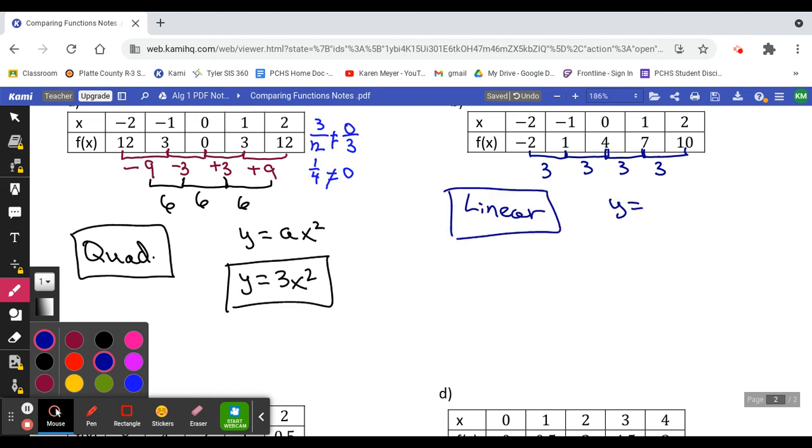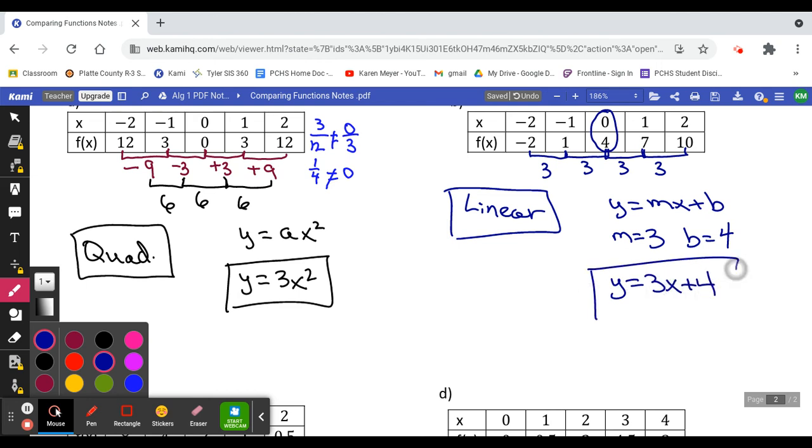And remember, linear looks like y equals mx plus b. M is my pattern number, so that is +3. B is my y-intercept. And remember, to be a y-intercept, you're looking for 0 on the chart. So underneath 0 is 4. So my equation is y equals 3x plus 4. Boom.